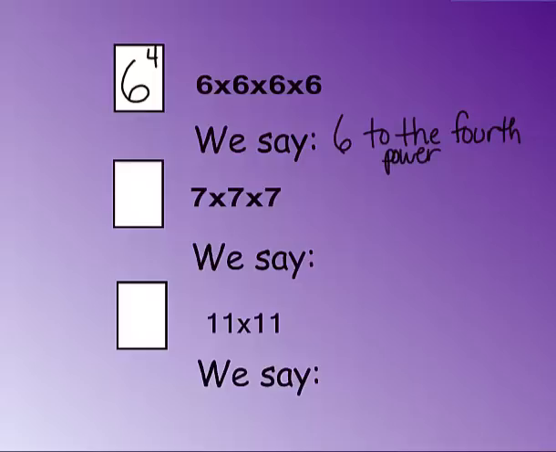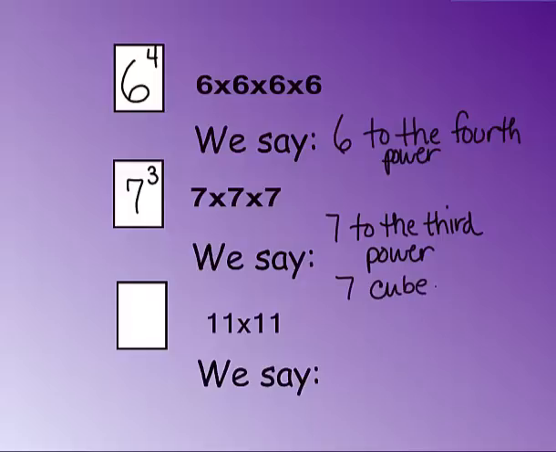Our second example, what is the base? If you said 7, good job. Now the exponent's going to tell us how many times we're using that base. And in this case, we're using it 3 times. We say 7 to the 3rd power. There is another way to say this one. It's to say 7 cubed. We can go over why it's 7 cubed in class tomorrow.